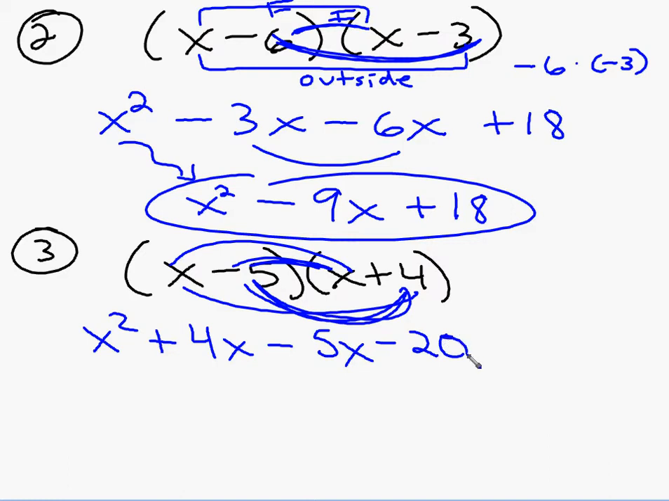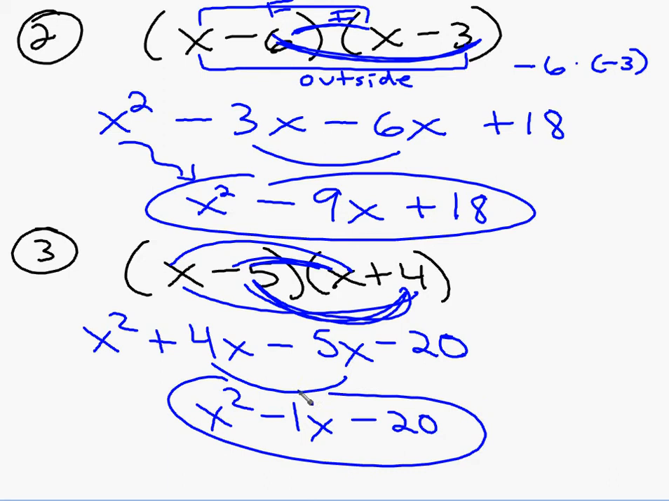Then I need to combine my like terms here in the middle. Positive 4 and negative 5 make negative 1x. And I just bring down my other terms, x squared minus 1x minus 20. Okay, make sure you're combining those like terms correctly. Let's do another one.